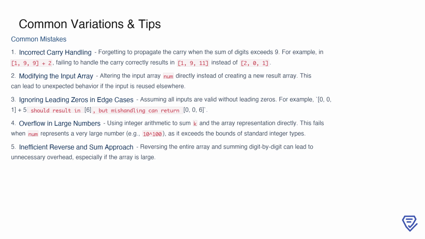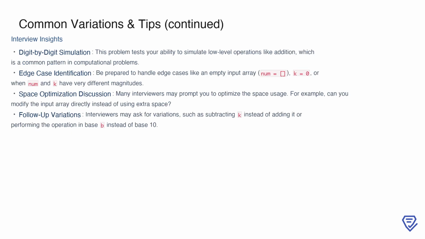Overflow errors can also occur if you use standard integer arithmetic on some very large numbers, like when number represents 10^100, which exceeds the limits of most integer types. Lastly, relying on inefficient methods, such as reversing the array for digit-by-digit addition, can introduce unnecessary computational overhead, especially when dealing with large inputs. This problem is designed to test your ability to simulate low-level operations, like adding numbers digit by digit. Such simulations are common in computational problem solving and are a valuable skill to demonstrate in interviews.